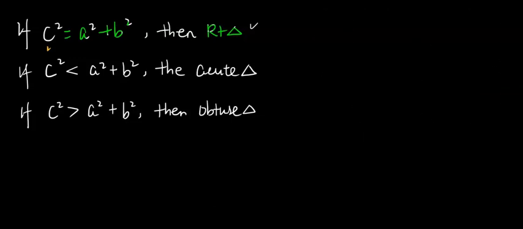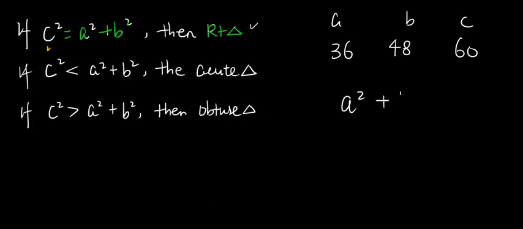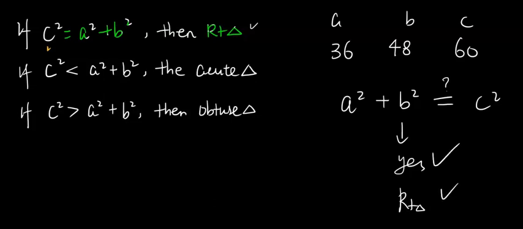Let's test out one more. How about I give you 36, 48, and 60? Go ahead, test it out. Is this a right triangle? All you need to find is whether a squared plus b squared equals c squared in this case. If it's a yes, then it is a right triangle. Let me know what your discovery is. Did you find out yes? Okay, then it is a right triangle.